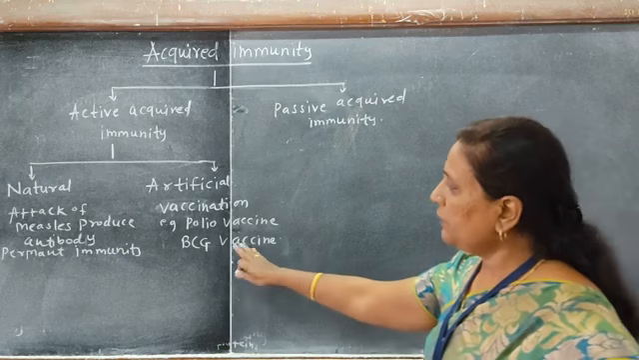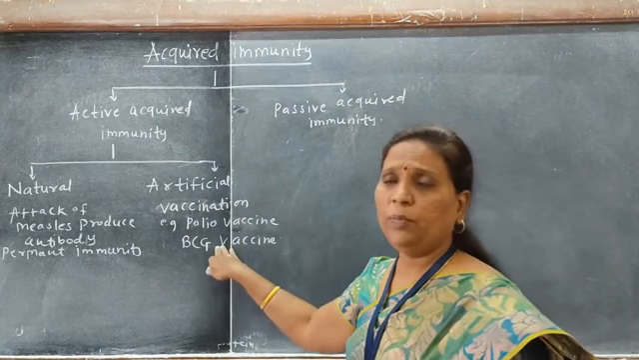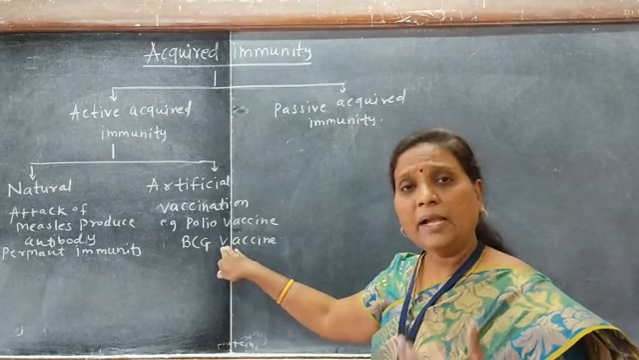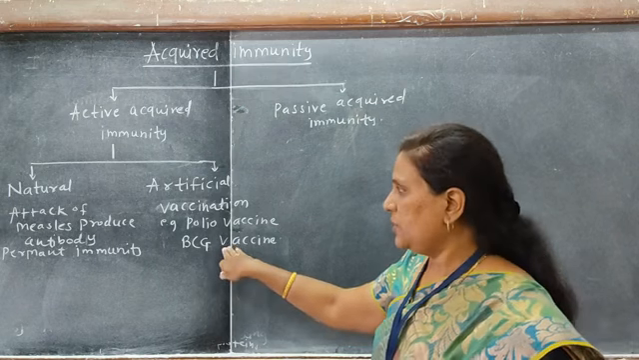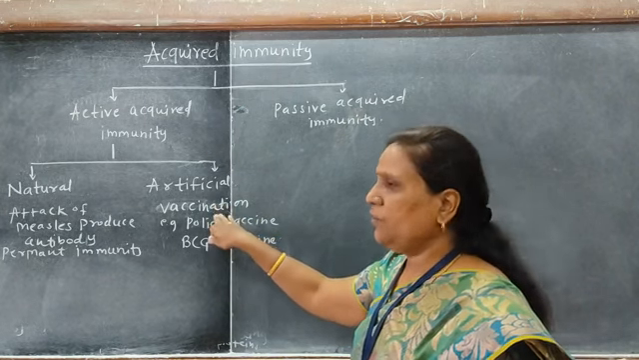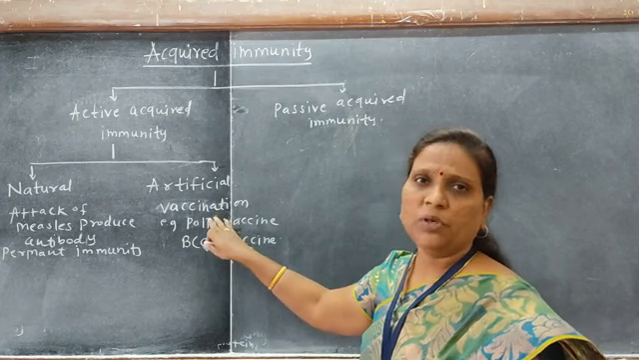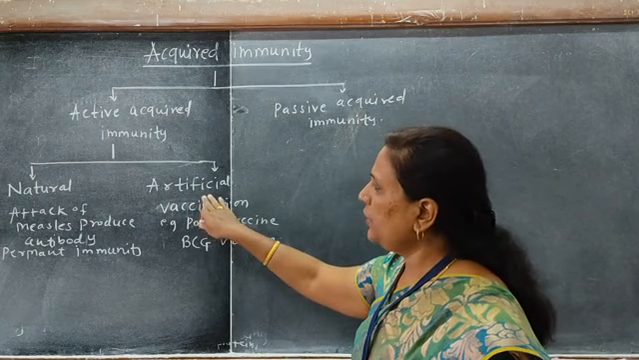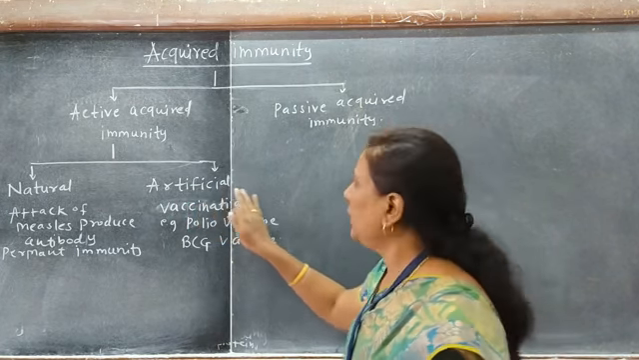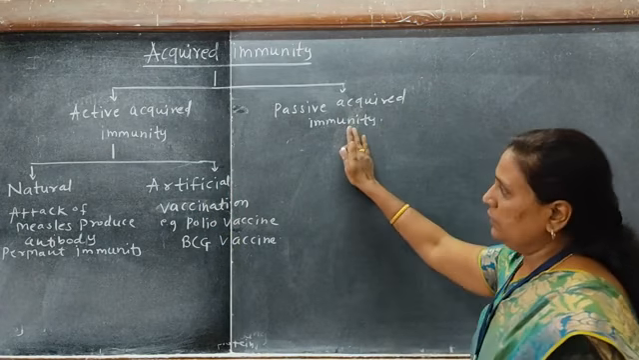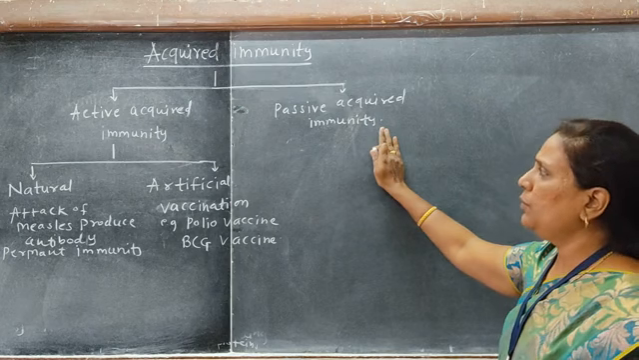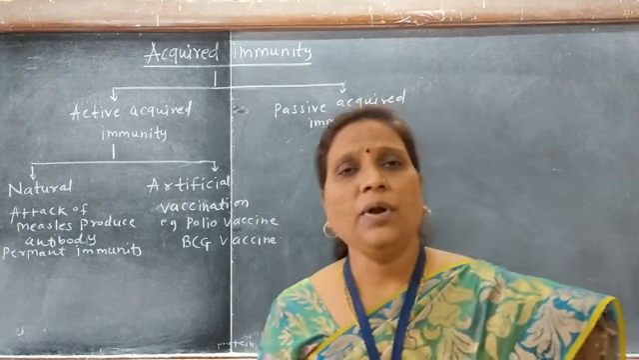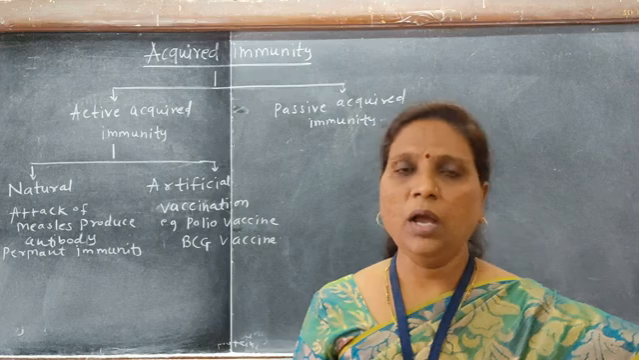So this is artificially acquired active immunity, because here body cells are going to produce the antibodies against that antigens. So here vaccination will stimulate the formation of antibodies, and that is why it is the acquired active immunity and it is artificial immunity. Now remaining next, that is the passive immunity. Passive immunity means it is already ready-made antibodies, they are introduced into the body.